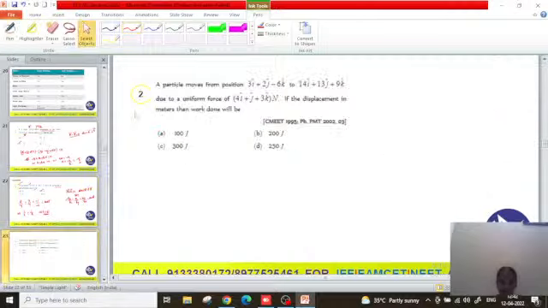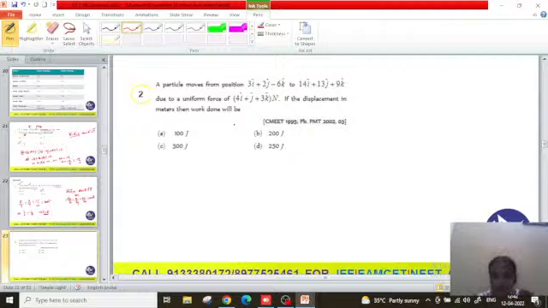A particle moves from position 3i plus 2j minus 6k to 14i plus 13j plus 9k due to a uniform force of 4i plus j plus 3k newtons. The displacement is in meters, then work done will be. So the given displacement is in meters, then what is the work done?